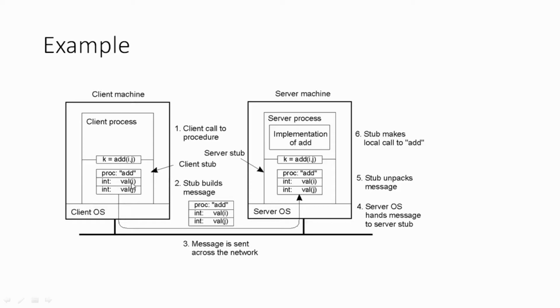The client stub packs the parameters into a message packet, and the client OS transfers the message packet to the server machine through the network. Then the server OS hands the message to the server stub. The server stub unpacks the message and the local procedure is executed at the server side. Then the response of the procedure call is written back to the client.